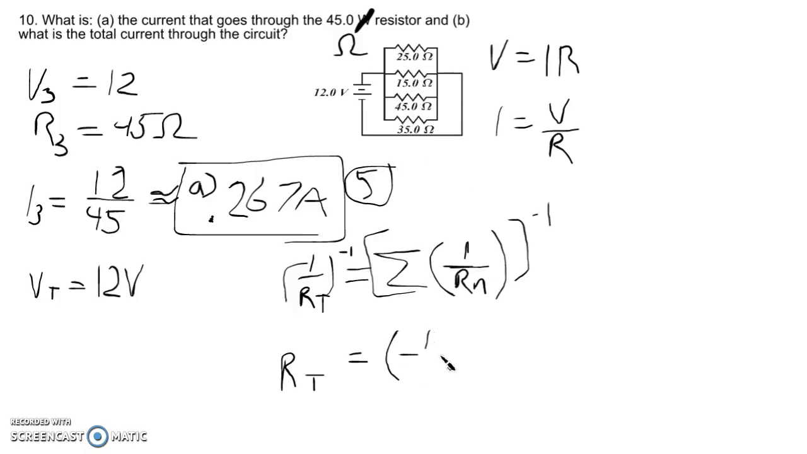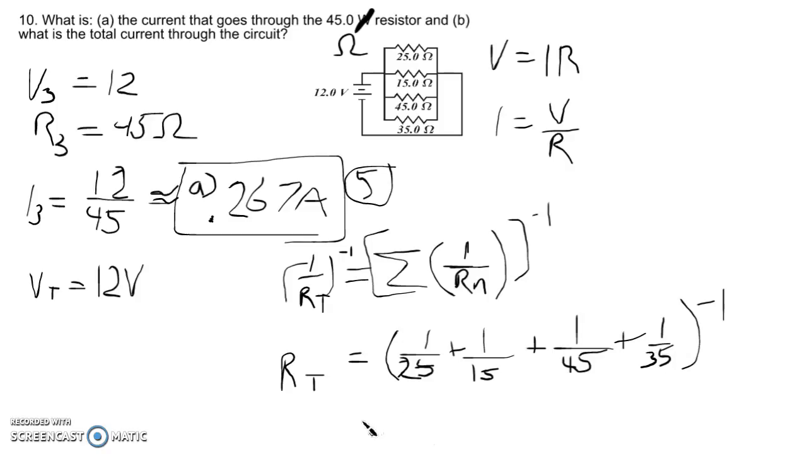So we're dealing with 1 over 25 plus 1 over 15 plus 1 over 45 plus 1 over 35. Okay, let's see. All to the negative first power. And we get that the total is around 6.35 ohms.